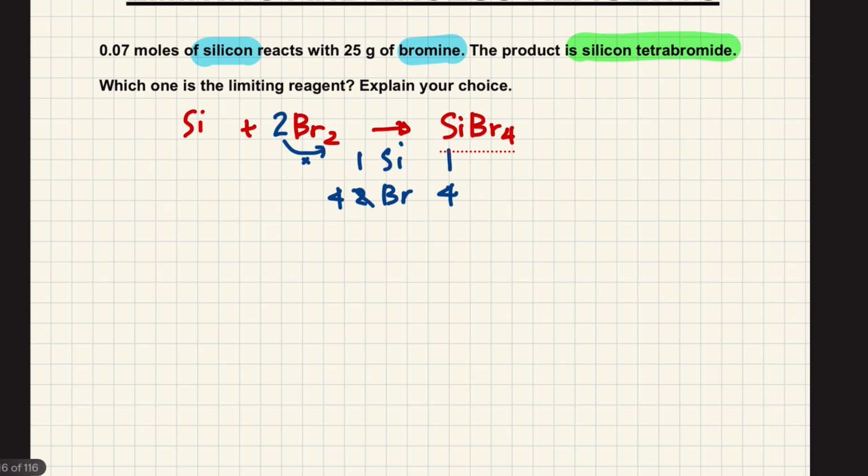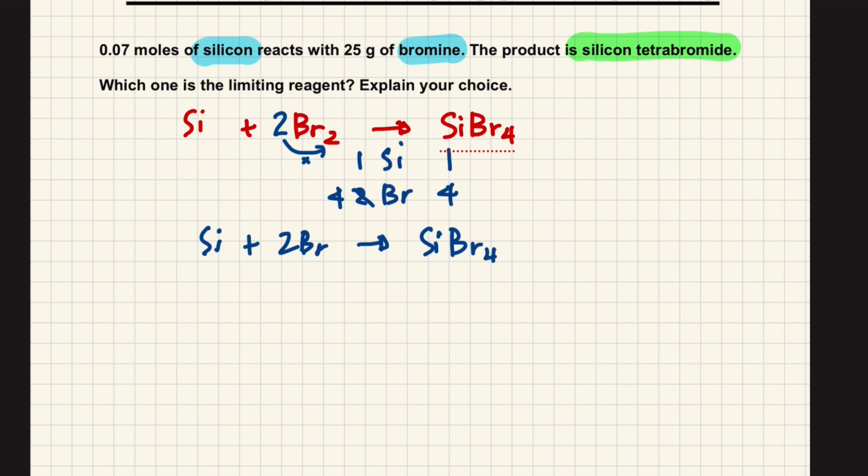Now that the equation is balanced, let me rewrite it, okay? So this is our balanced equation. Silicon plus 2 bromine gives us silicon tetrabromide. Now let's write down the important information. What is important? We know that there's 0.07 moles of silicon. So I'm going to note that down, and then we know there's 25 grams of bromine, okay? So let's make a table, okay?